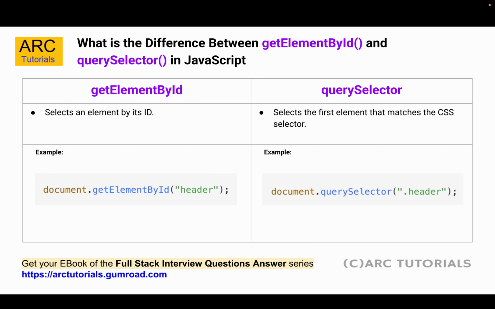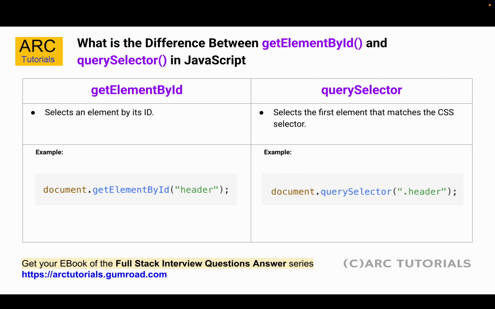getElementById will select a particular element by using its ID. If you are writing it correctly, it will always select one element because IDs have to be unique in the web page. So getElementById will select an element by its ID, and only one element is returned.